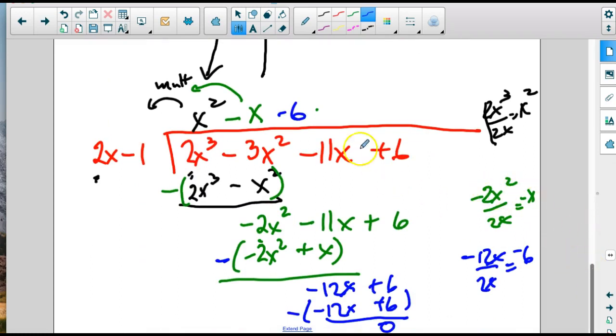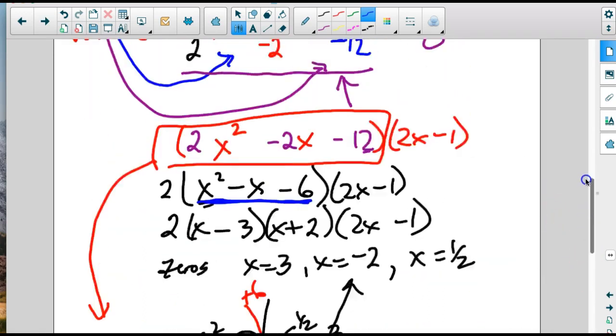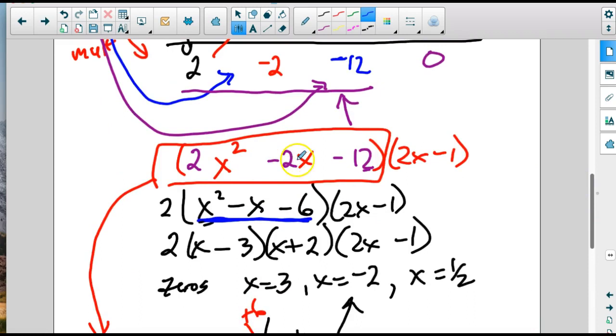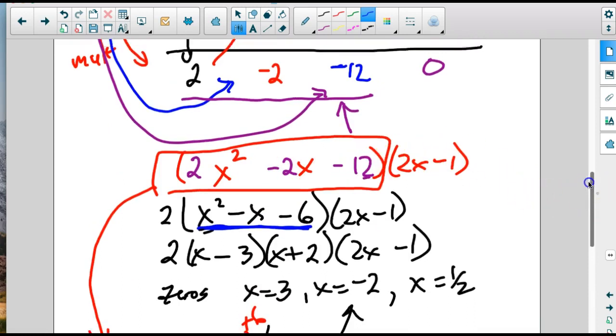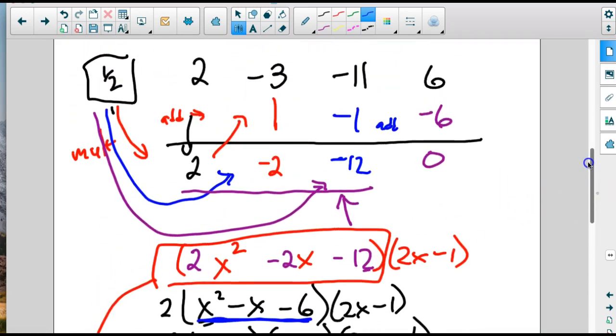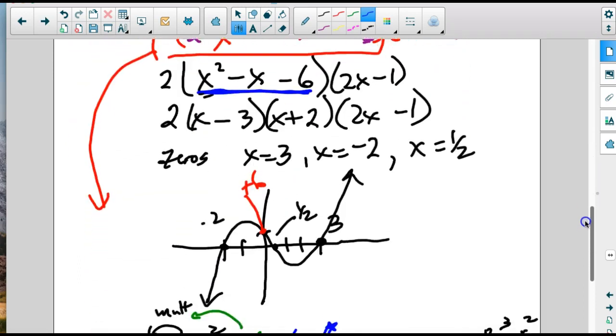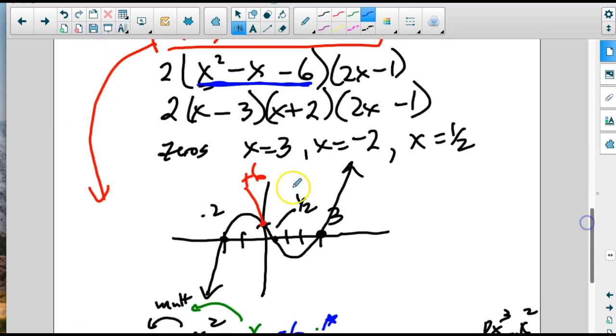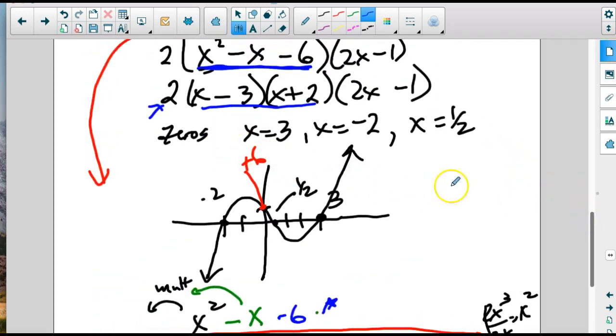So our zeros are exactly the same no matter what we do here. We did come up with a little bit different thing here. We had x squared minus x minus 6, and then on this one up here we had 2x squared minus 2x minus 12. So when we did synthetic division, we came up with a slightly different solution than when we did long division, but we came up with the same factors. They come out to be the same. The only thing different was the constant term. The constant came out different, but the constant doesn't affect our zeros.